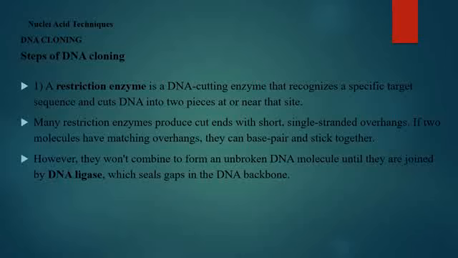If 2 molecules have matching overhangs, they can base pair and stick together. So if you have 2 overhangs which are similar, they can stick together. However, they won't combine to form an unbroken DNA molecule until they are joined by a DNA ligase. So a restriction enzyme cuts, a DNA ligase has to come in and then joins it and then seals the gaps in the DNA backbone. So the first step, we cut, and then we join by DNA ligase.